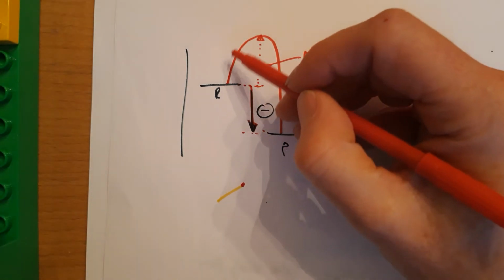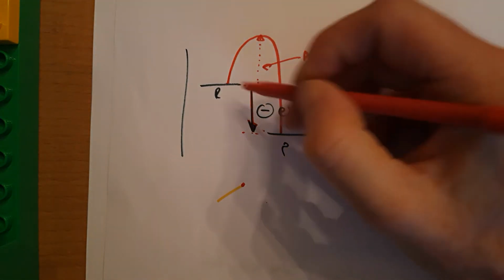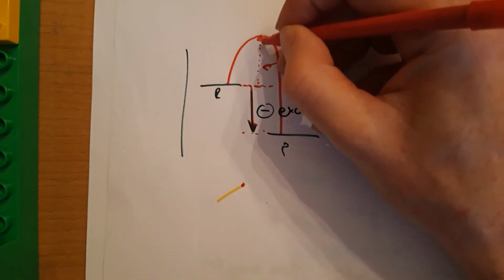So activation energies can be large, activation energies can be small. What you need to be able to do is to draw and label the activation energy, and it goes from the reactants to the top of this bump.